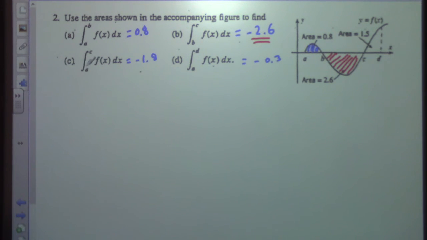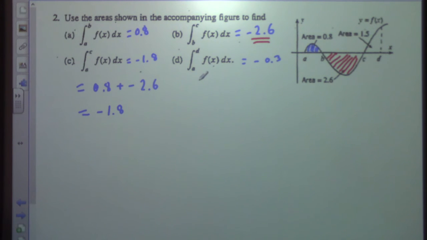And this one here from A to C, that's going to be these two areas combined, this area here plus this one here. So it's going to be 0.8 plus negative 2.6, or 0.8 minus 2.6, which is going to be equal to negative 1.8.